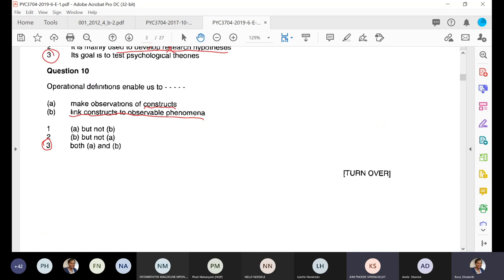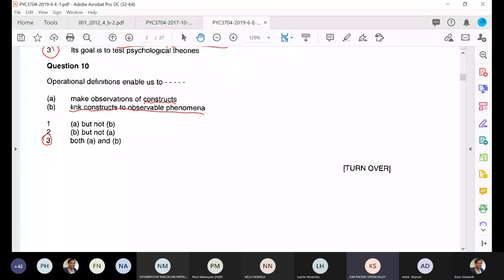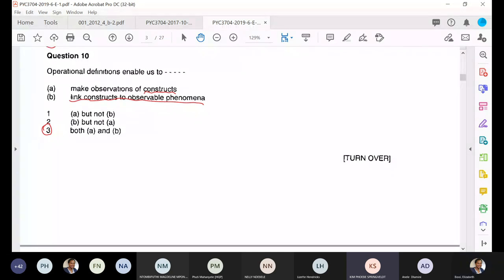Number three. You say number two, because apparently you can't observe constructs. You have to first... No, maybe I'm talking nonsense. You can't construct them, you can link them to observable phenomena. Yes, I'll also go with two, because a construct you can't see, can't observe. So we have two and three as answers.